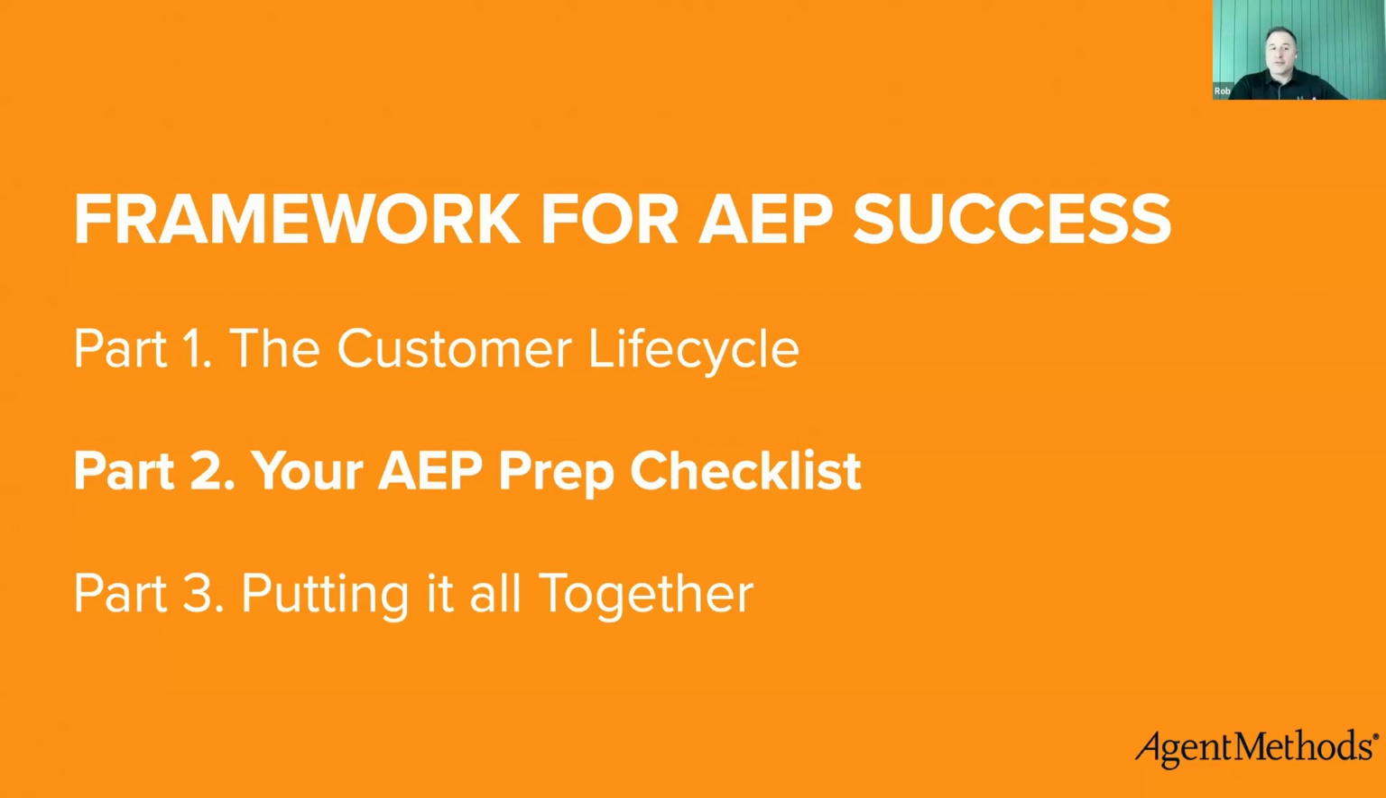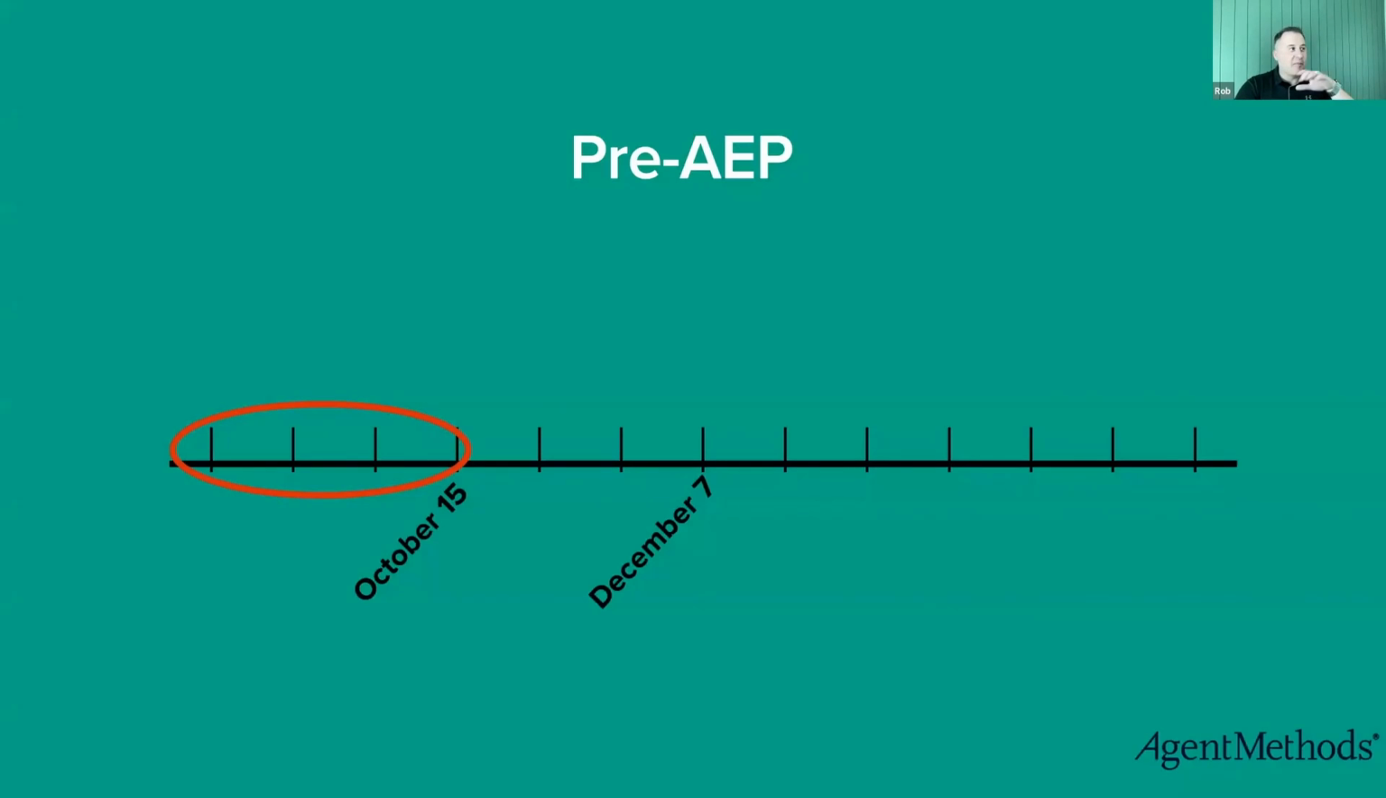But in order to make sure we're building those relationships is where we get into this AEP checklist. And this is where you're going to get a bit of a to-do list for me to take care of in the next 35 days. The best way to look at this is the timeline. We have our pre-AEP, during AEP, and then post-AEP, right? And right now, we are well into pre-AEP.